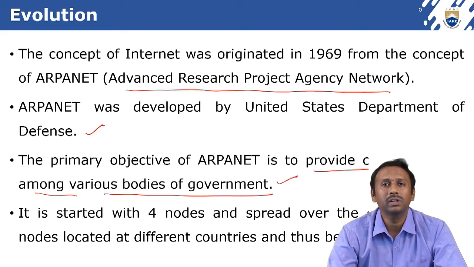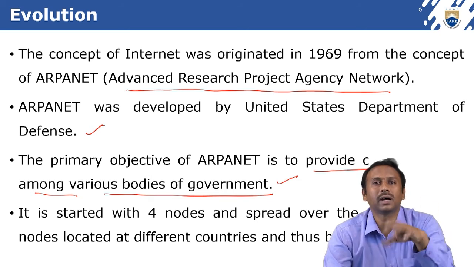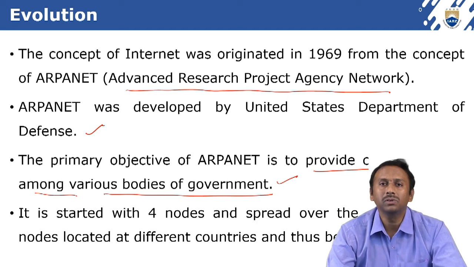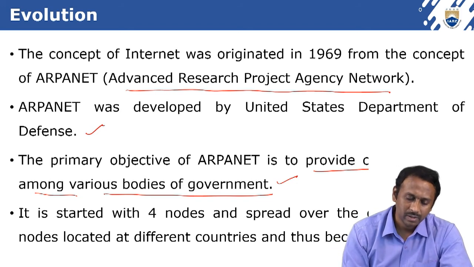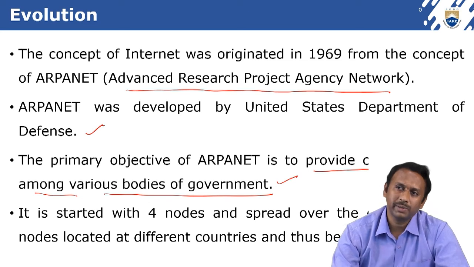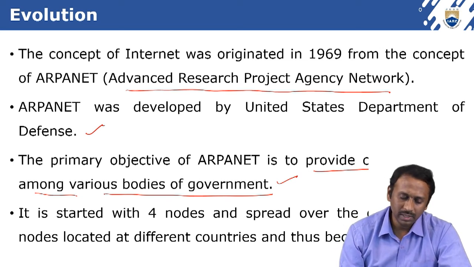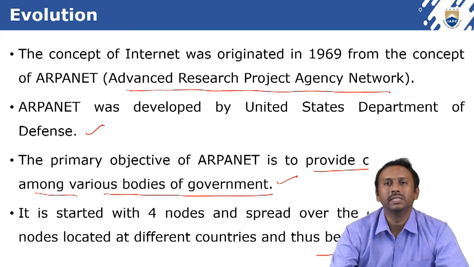This is strictly only for the government. They introduced this ARPANET just so that if they want to communicate with other departments in the government, they have a network. That's why they created ARPANET. Clear? And it started with 4 nodes and spread over the globe with 23 nodes located in different countries, and thus became the internet.